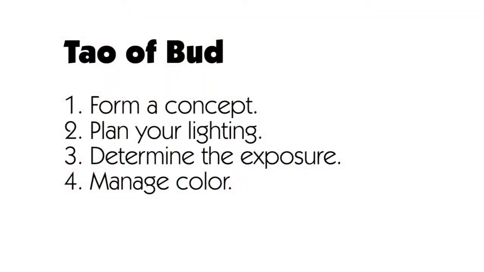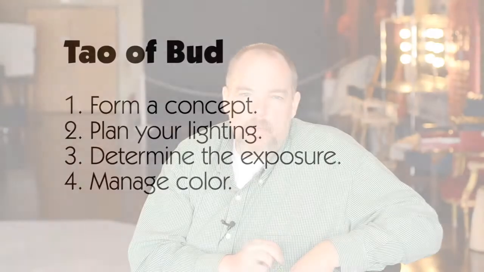Also, consider if you're adding in gels. That should be the fourth part. So again, step one, form a concept. Step two, and this is important, figure out how you're going to light it. Step three, figure out your exposure. Make sure you get that dialed in and make sure you use a stand-in. And step four, manage color, typically through custom white balance, but also using color balancing gels or adding in gels for added accent and flare.